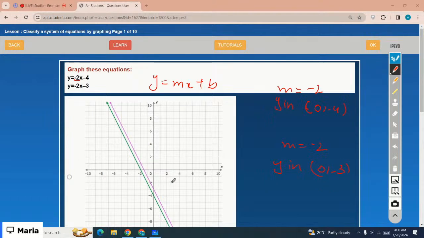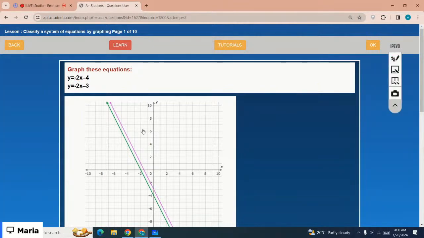So when you look at this graph, here is the y-intercept at negative 6, and here is the other intercept, that is negative 4. That means the first graph is true. The two lines are parallel, they never intersect each other, and the system is inconsistent. Got it? So the first graph is the correct one. That is the graph of these equations. Got it?